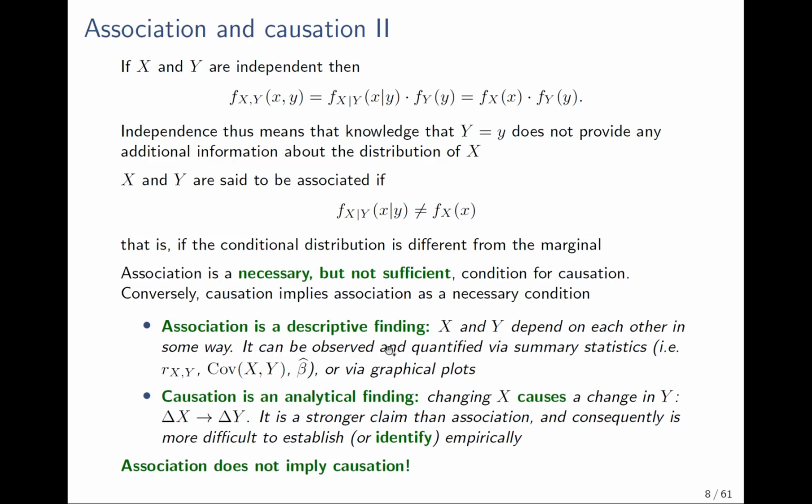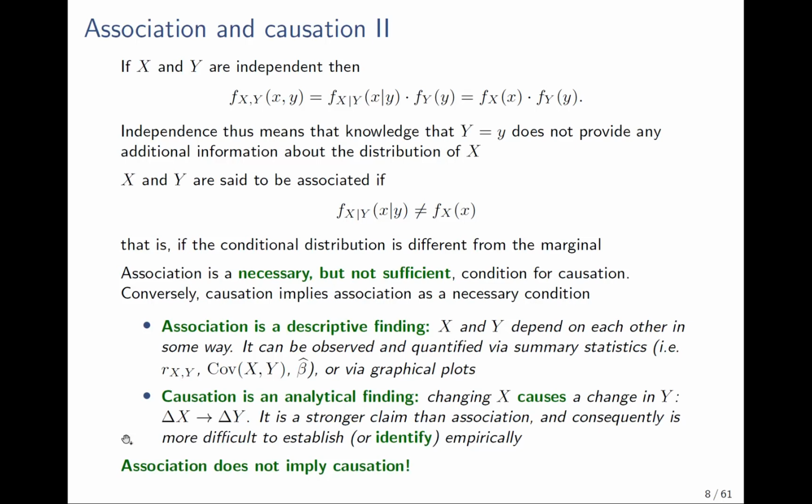Association is, in a sense, just a descriptive finding. We know that X and Y depend on each other in some way if they're associated, and we can model and observe that association quantitatively, for instance in a correlation coefficient, in covariance, in a parameter from a regression, or via a graphical plot such as a scatter plot. But causation is saying something stronger, something more analytical: that by changing X we will cause a change in Y. It's a stronger claim than association, and for that reason it's more difficult to establish empirically. We have to put more conditions on the problem if we're going to make a causal interpretation.